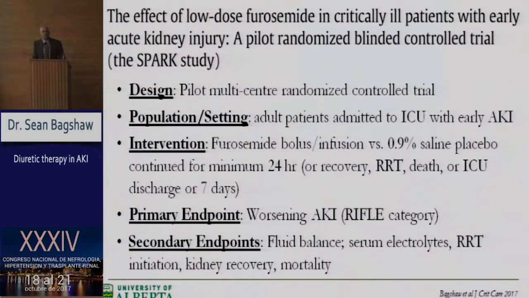Finally, one of the questions that I had when I was still a trainee was whether a little bit of diuretic exposure could be renal protective in patients who had mild acute kidney injury. And so we designed and completed this pilot randomized controlled trial of critically ill patients with early acute kidney injury admitted to the intensive care unit. And we exposed them to a furosemide bolus infusion versus placebo, started within a minimum of 24 hours. And we really looked at whether this translated into worsening acute kidney injury or not. And we looked at other measures like fluid balance, electrolyte profile, and renal replacement therapy initiation.